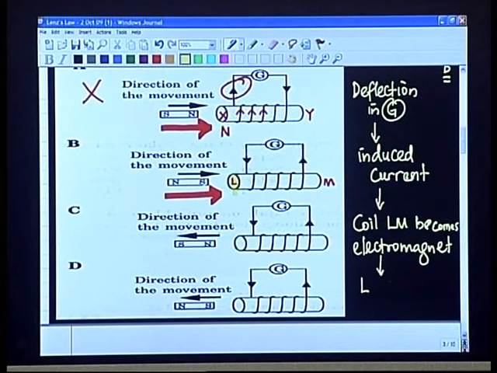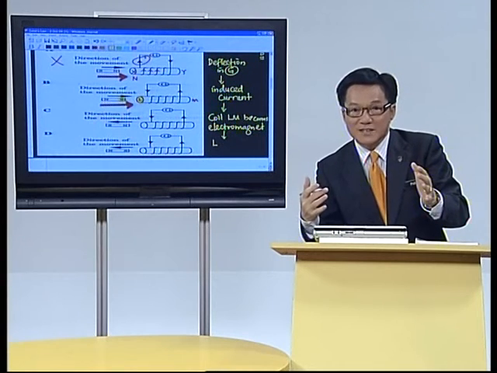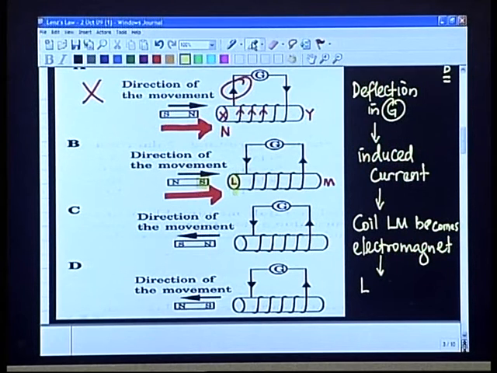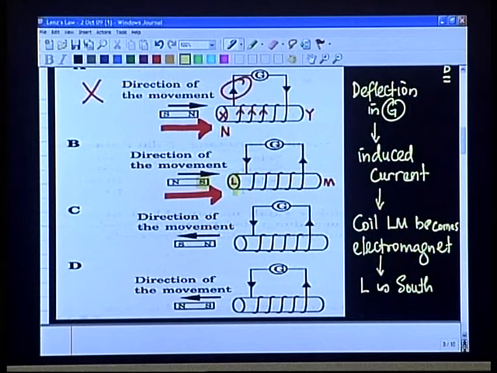Now look at the magnet here. The south is going in. So in order to oppose the magnet from going in, according to Lenz's law, L must be the south. So L is the south pole. So I will write down L becomes south. L is the south pole. So if L is the south pole, M must be the north pole.